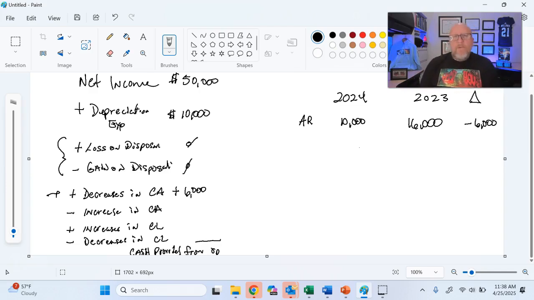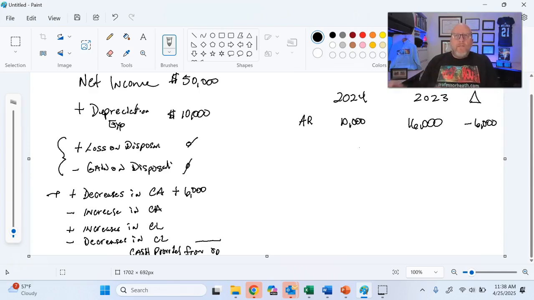Inventory would be the same thing. I could have inventory of 10,000 in 2024, and I can have 16,000 in inventory the previous year. If my inventory goes down, all else equal, it means that I converted it to cash or I sold it. Okay?